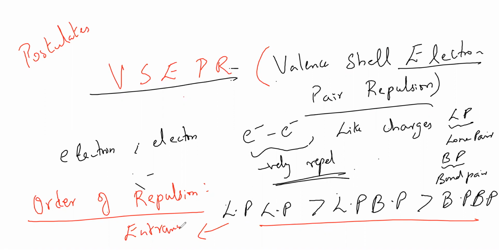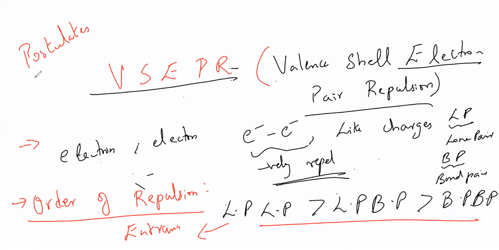Order of repulsion. Up to this done. The first point is what? Like charges will get repelled. Second thing is order of repulsion. Third point, again they are telling about first point only.